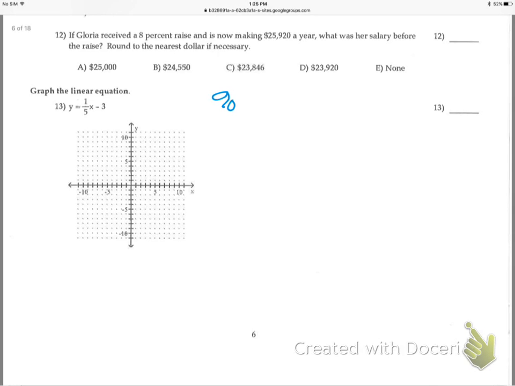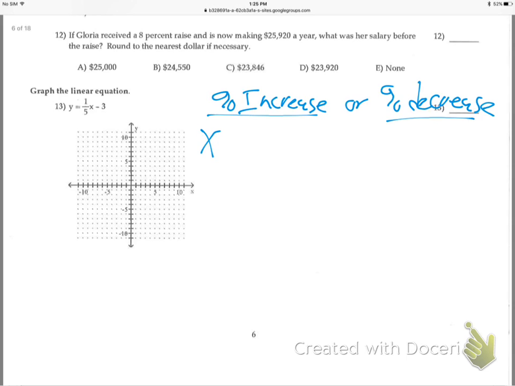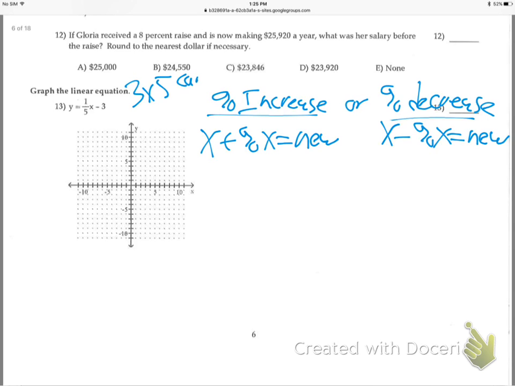Remember the percent increase or percent decrease problem? That's what this is, right? A raise, a percent increase. It's x plus percent x is new, or the other way would be x minus percent x is new. So the decrease has the minus, the increase has the plus. Put those on your 3x5 card for tomorrow's test. These two formulas.